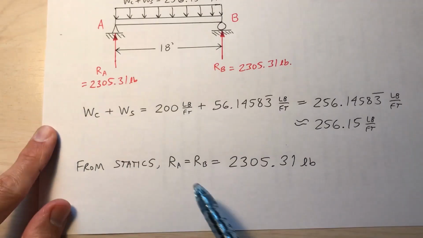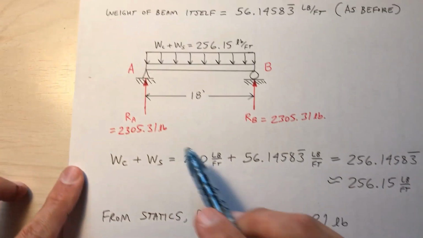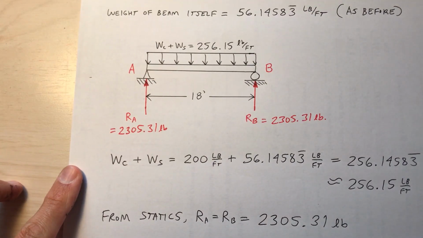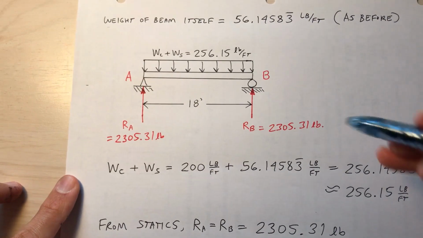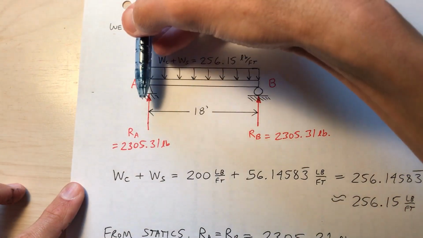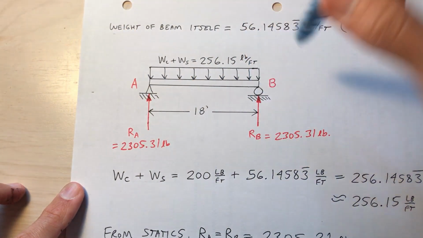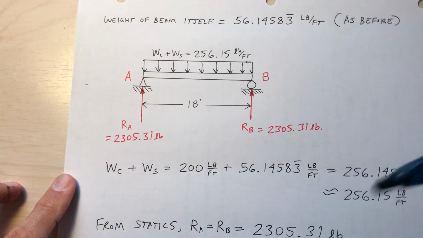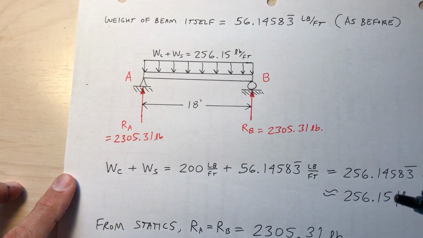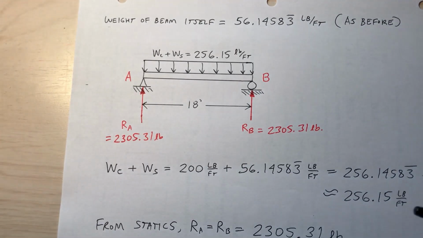256.15 pounds per foot. From statics, you can calculate the reactions at A and B, about 2,305 pounds. So that'd be the reaction at A acting down, the reaction at B acting down. The reaction on the girder acting back would be up, of course. So now I have all the information that I need to analyze girder AG.